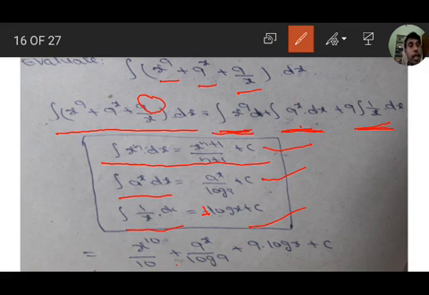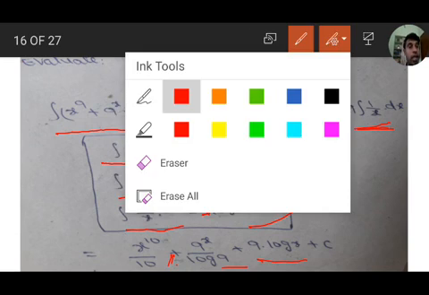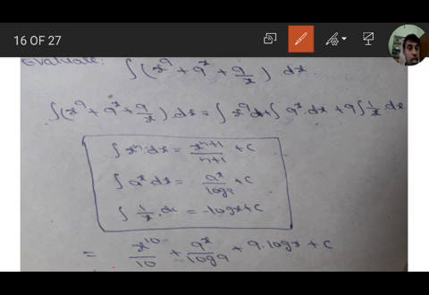Here n equal to 9, so x to the power of 9 plus 1 by 9 plus 1, that is x to the power of 10 by 10. And here a equal to 9, so 9 to the power of x by log 9. And 9 into 1 by x integration is 9 log x. Therefore, the answer is x to the power of 10 by 10 plus 9 to the power of x by log 9 plus 9 into log x.